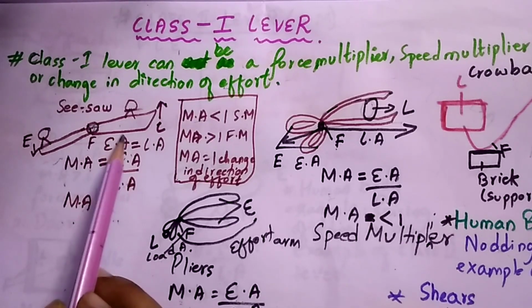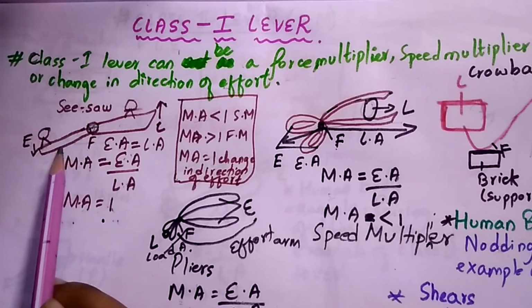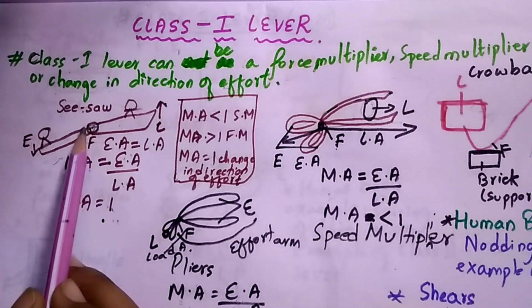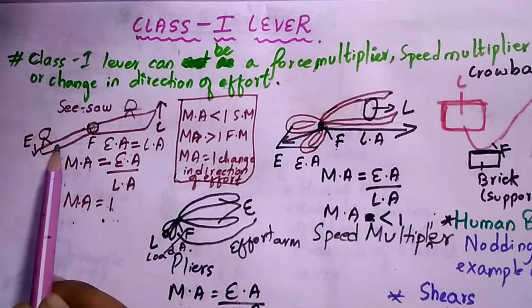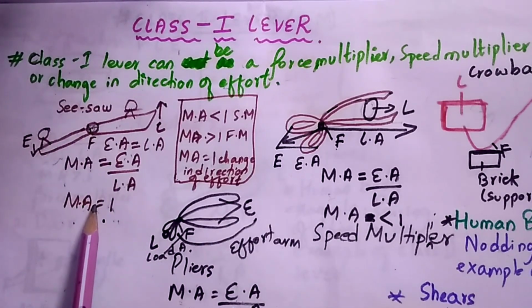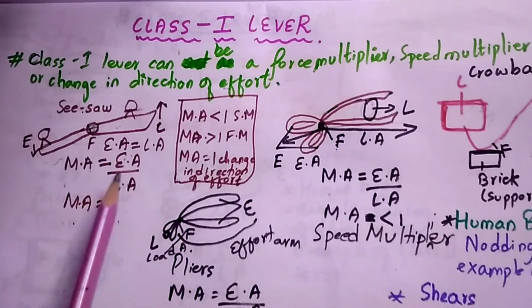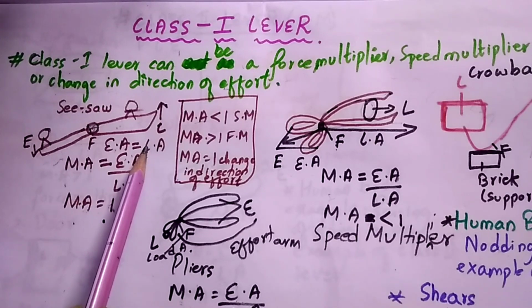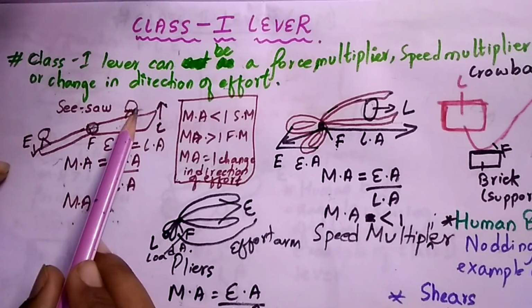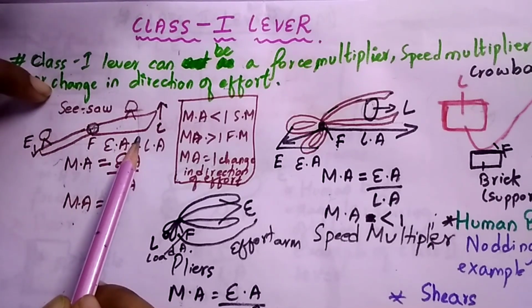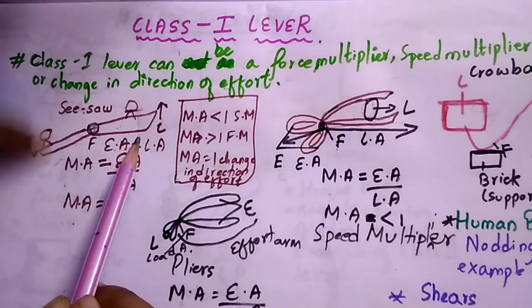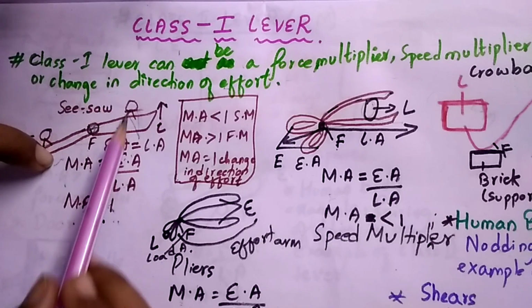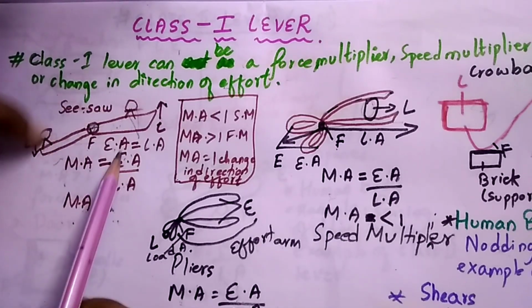Here the distance of effort arm and load arm is same. So mechanical advantage is equal to 1, because here effort arm is equal to the load arm. Just like the example of single fixed pulley. When this will go down, this will go up. And when this will again come down, this will go up. So here only direction is changing.